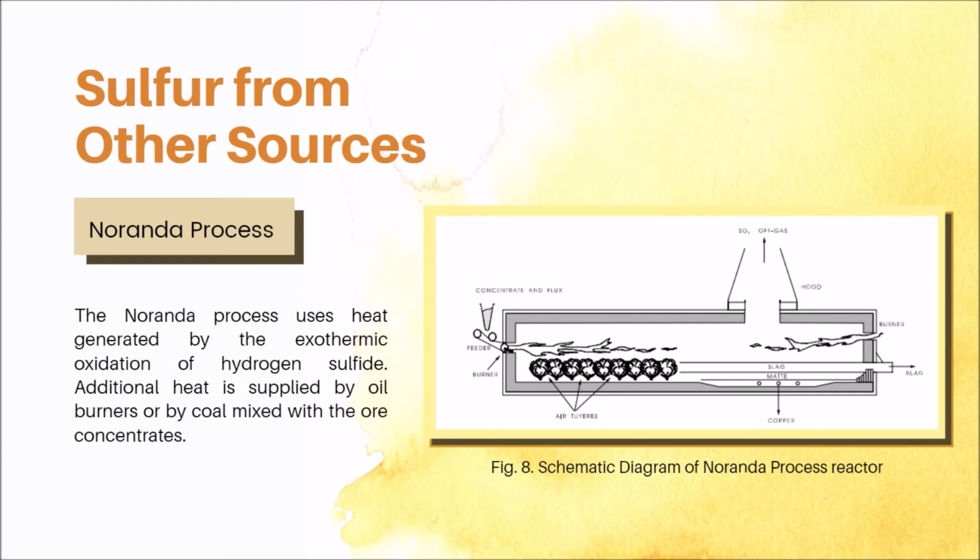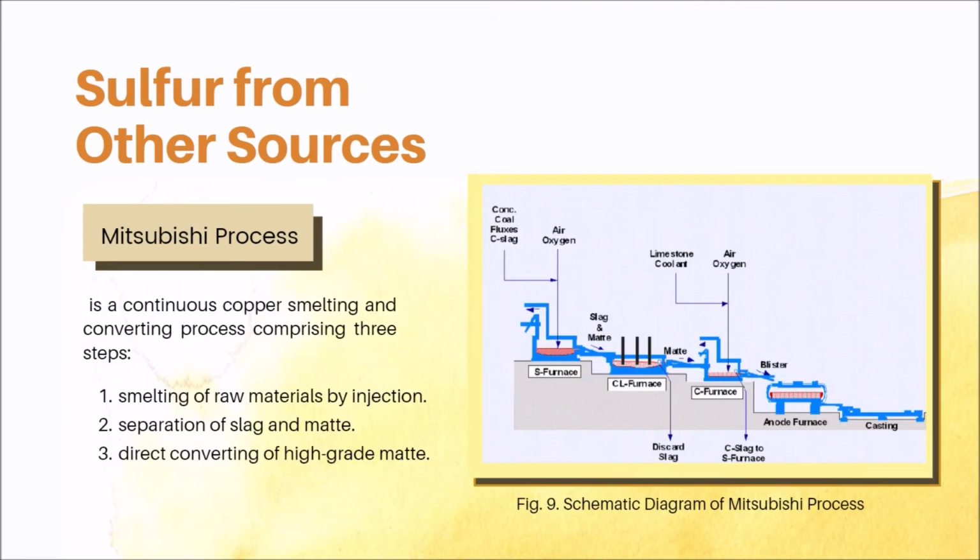The Noranda process uses heat generated by the exothermic oxidation of hydrogen sulfide. The figure shown in this slide illustrates the Noranda process reactor. The Mitsubishi process is a continuous copper smelting and converting process comprised of three steps: smelting of raw materials by injection, separation of slag and matte, and direct converting of high-grade matte.